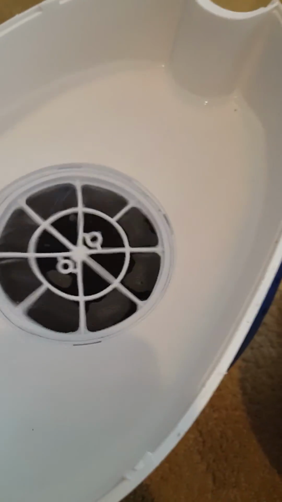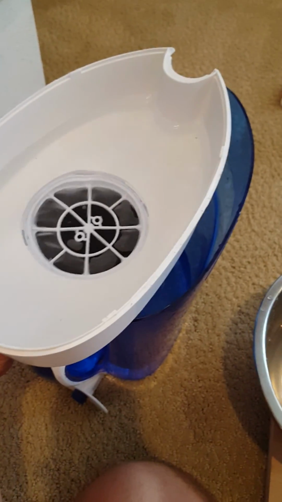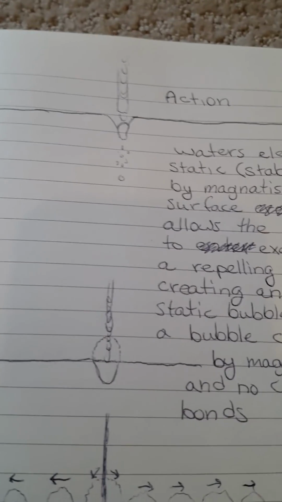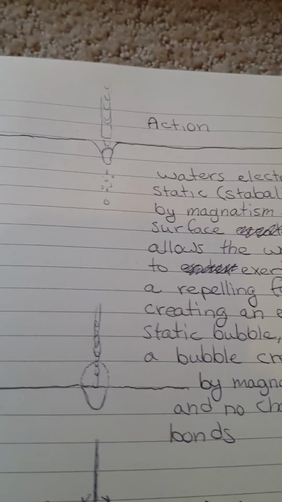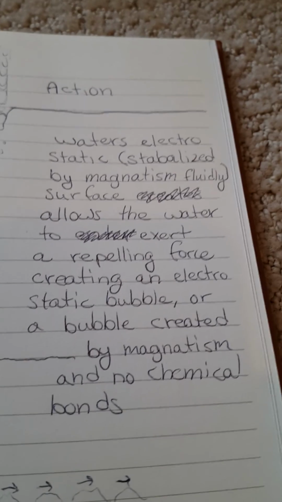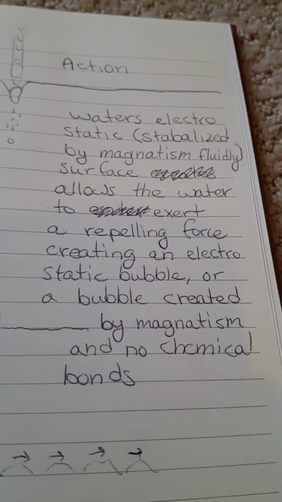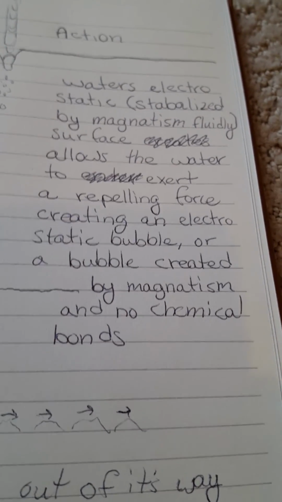So as it rumbles around, all the water molecules are stuck together, not by chemical bonds, but by electromagnetism. This is why water has been studied in esoterics for centuries as being closely linked to the universe. So in looking at that, you see the water's electrostatic surface, which just means it's a surface that's stabilized by electromagnetism, which allows it to exert a repelling force of an electrostatic bubble, or a bubble created by magnetism and no chemical bond.